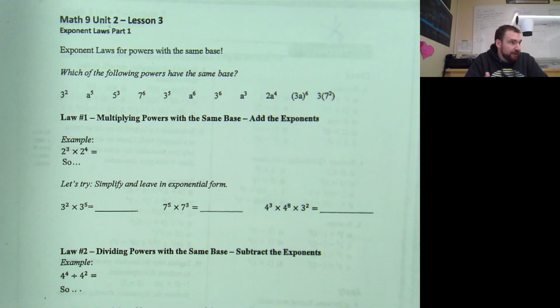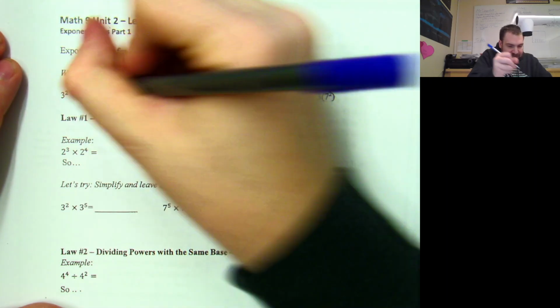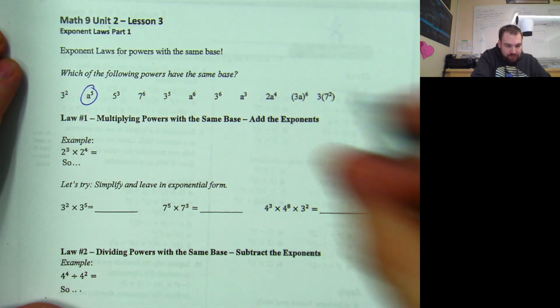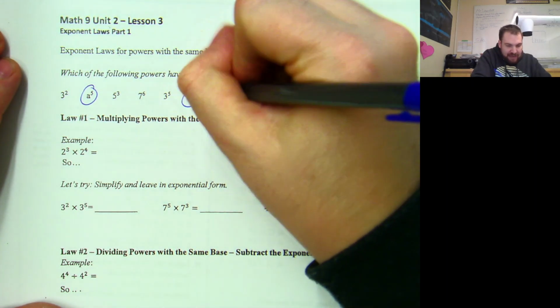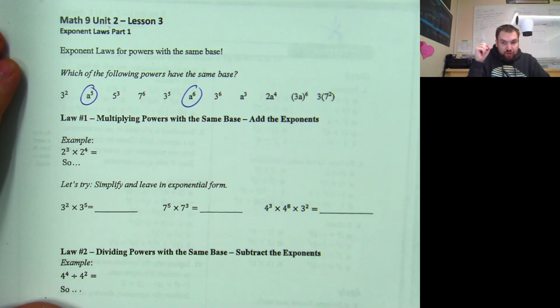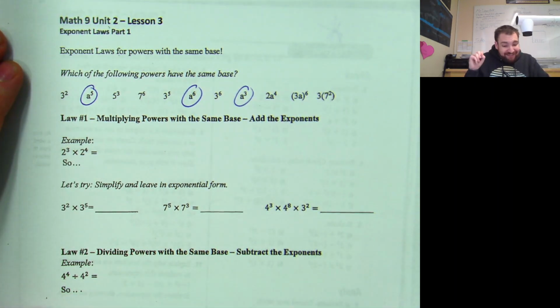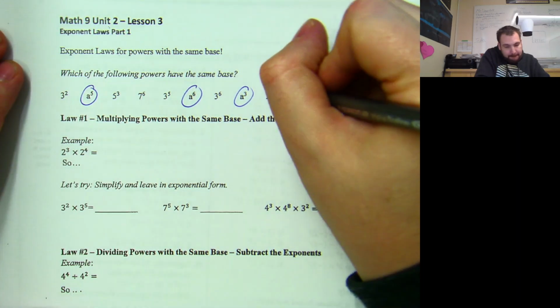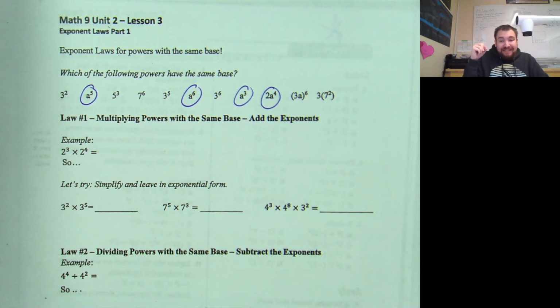Harwin, is that a hand, or are you pointing, kind of thinking in your head? Okay, Kyla. 8 to the 5 has the same base as what? What else? There's 2 more for A. 8 to the power of 3, and we could technically loop 1 more in there.